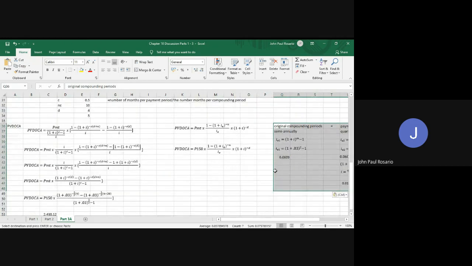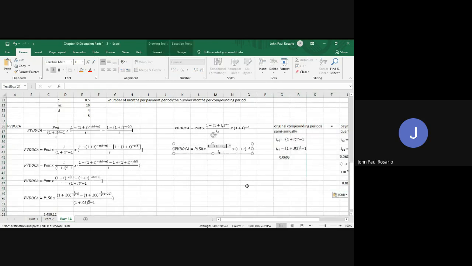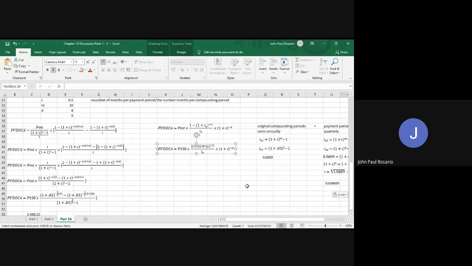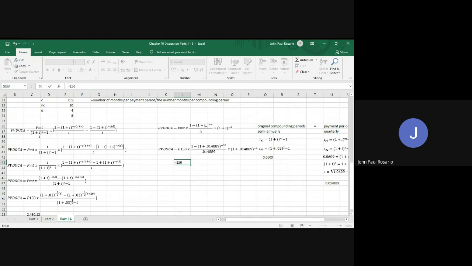Okay, so our IE here is 0.014889, and this is 0.014889. Our n here is 20, and this is 0.014889, and our D here is 4. Okay, so with that, let's just solve it here. 50.